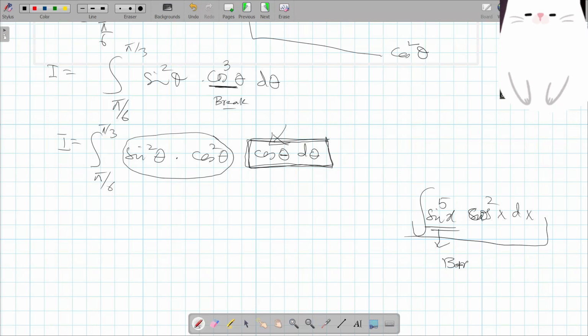Sine 5, give one sine x to dx. So you will have sine 4x cos square x, give one sine x to dx. And you will ask yourself, whose derivative is sine? Negative cos.